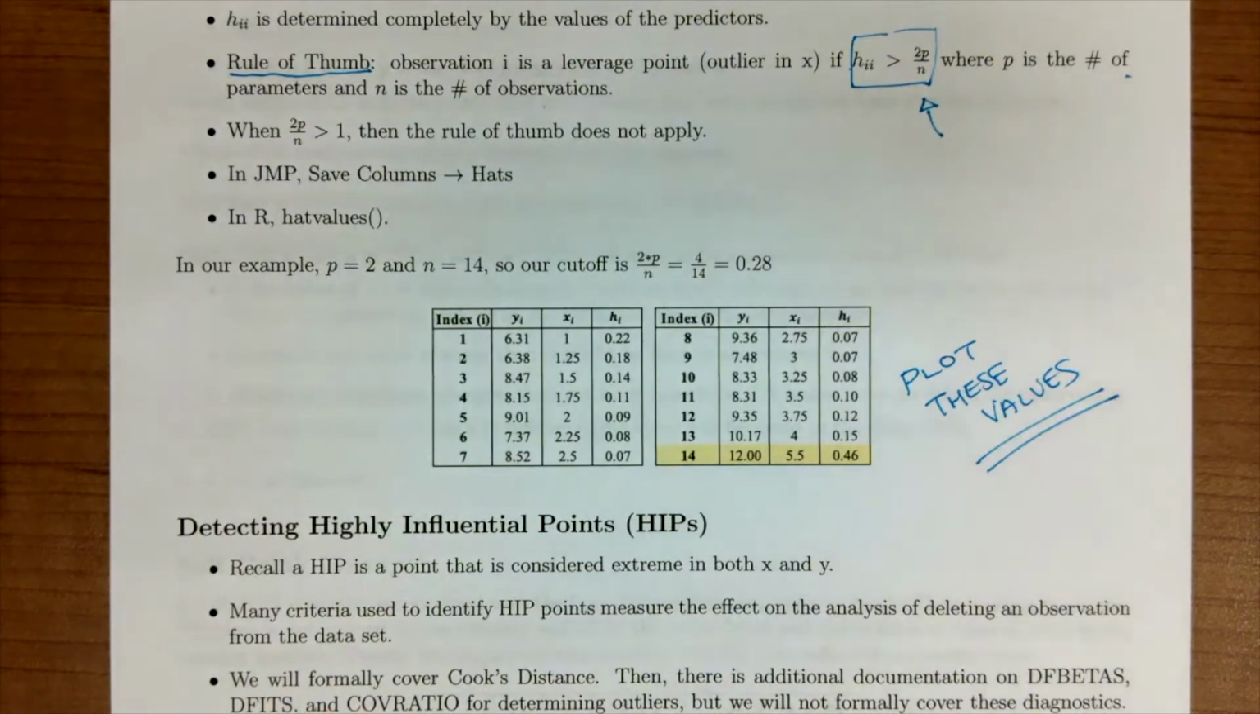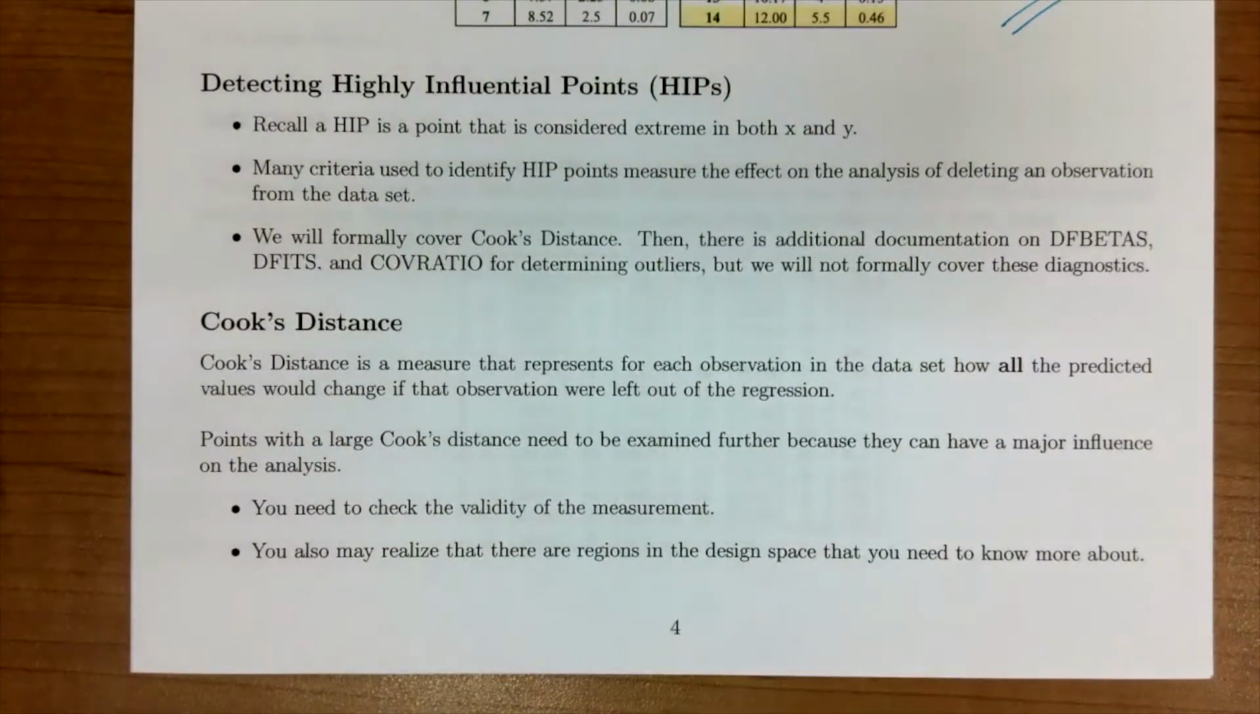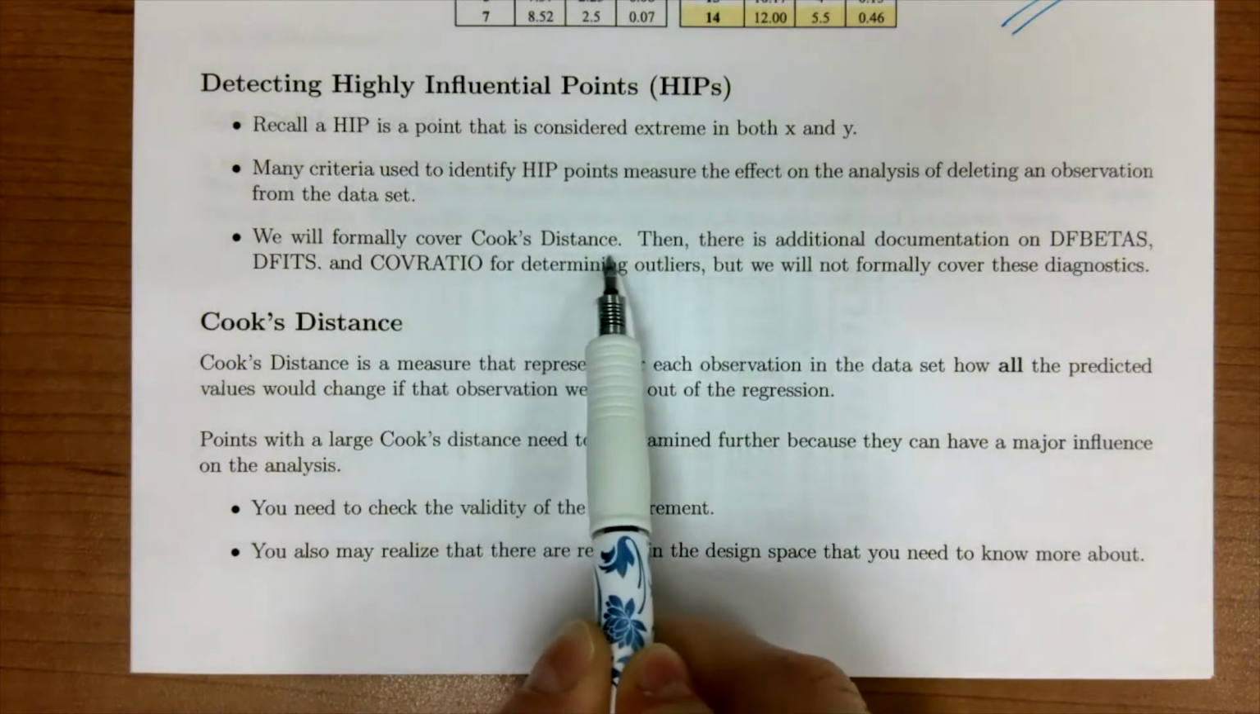All right, moving on to our last type of outlier, the highly influential points. So how do we detect these? Recall again, the HIP, or highly influential points, are extreme in both the X and the Y. There are a lot of criteria that can be used to identify these points and measure the effect on the analysis for the data set. In this class, we're going to formally cover Cook's distance.